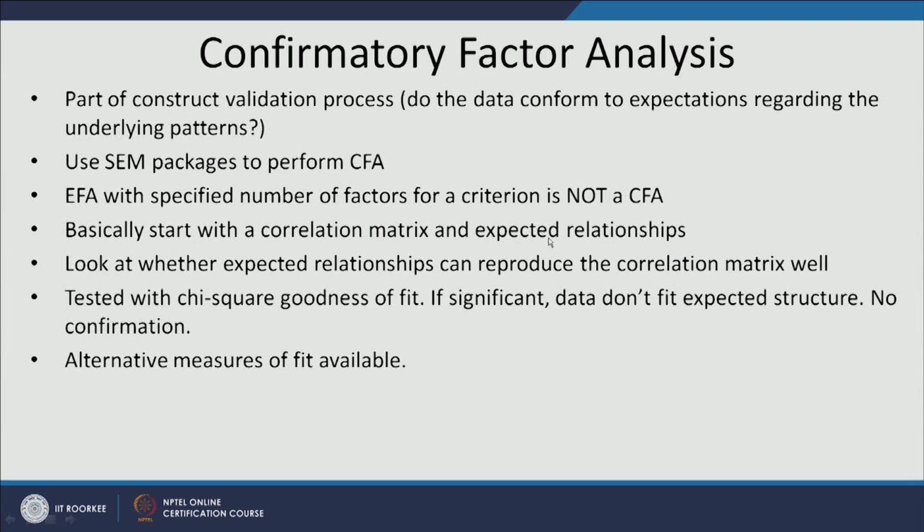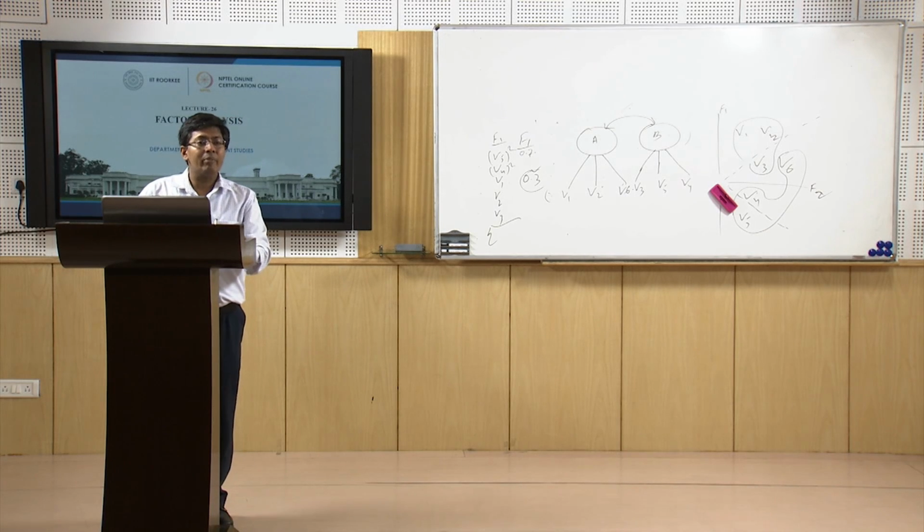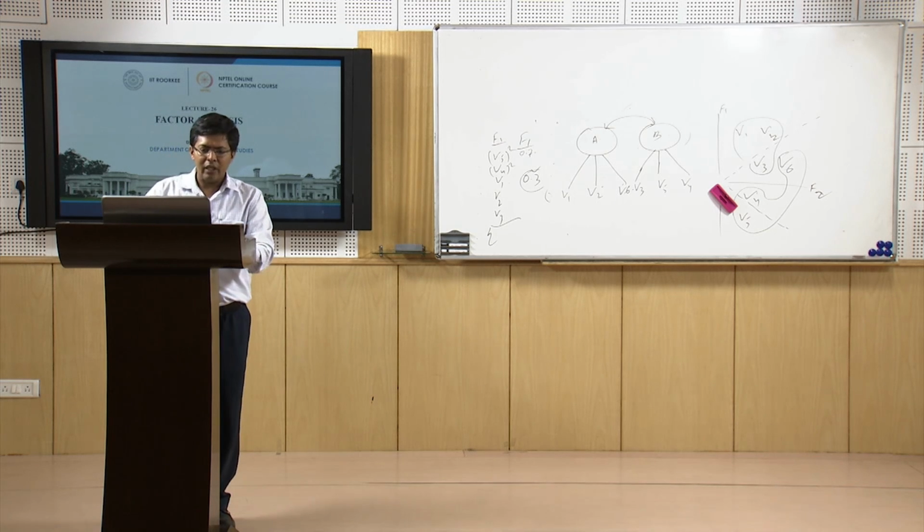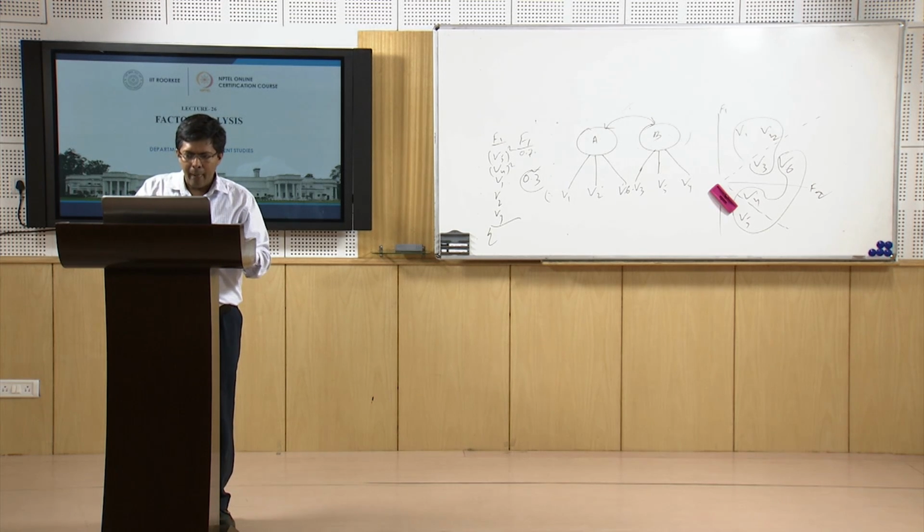SEM is used, and it basically starts with a correlation matrix. As I have always said, a covariance is also a correlation. In our earlier classes we have discussed that a correlation may not be a covariance. Why? Because a correlation is basically a standardized covariance. So, that has to be remembered.